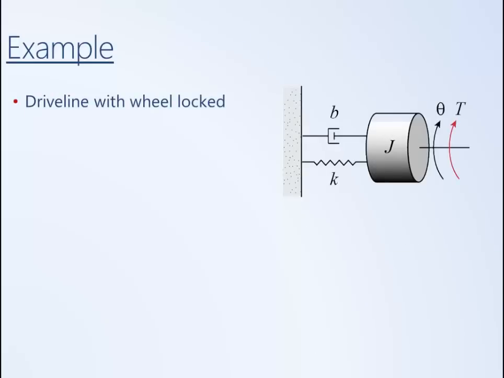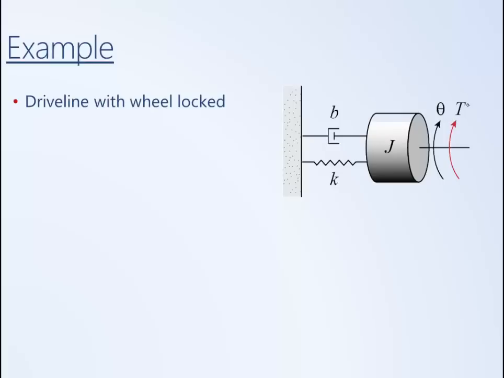Here's another example. It is a rotational system. In particular, it's a drive line with the wheel locked. So you can imagine here that this rotational inertia J is the inertia of the drive shaft. Possibly it could be the inertia of a transmission or other elements of the drive line sort of lumped together.